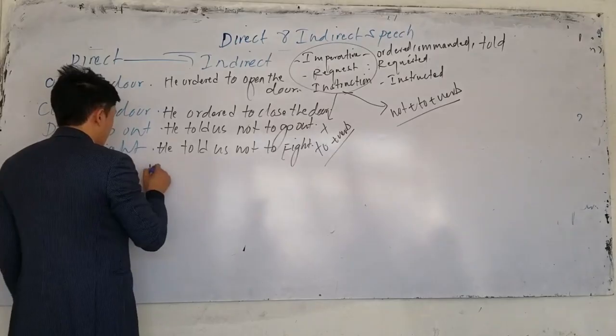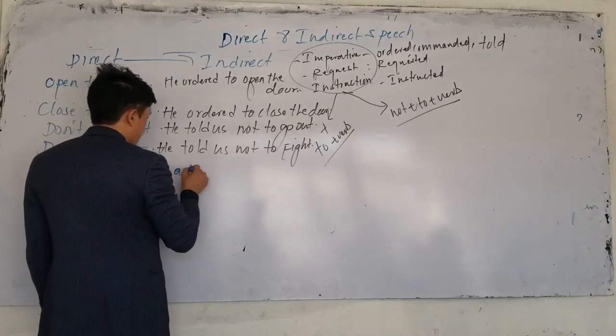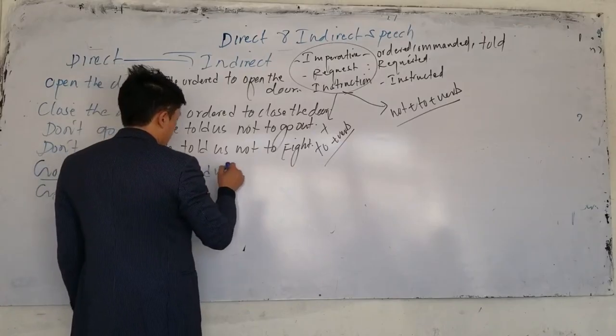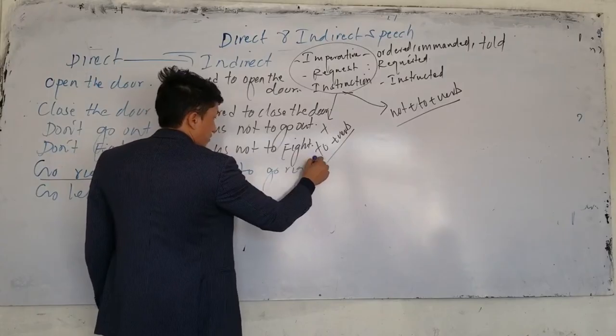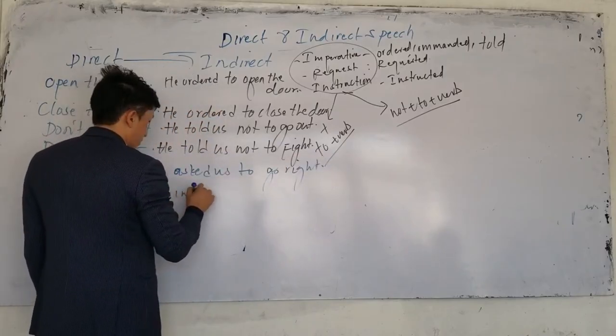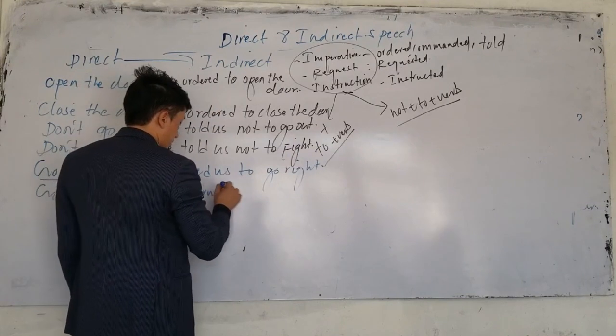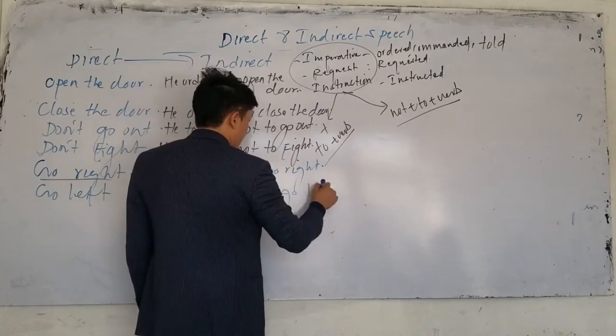What should I say now? We can say he, for example, he actually asked us, no? He asked us to what? To go right. Or he instructed. We can also say he instructed. He instructed to what? To go left.